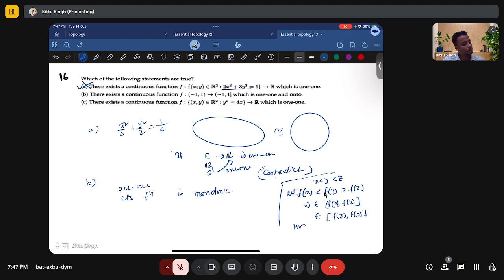Then the mean value theorem implies there exists x0 in (x, y) such that f(x0) = w, and there exists another point z0 in (y, z) such that f(z0) = w. But this is not possible because of the injectivity assumption. So the observation is clear that a one-one continuous function will be monotonic.